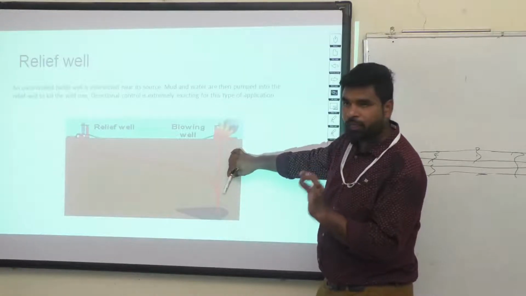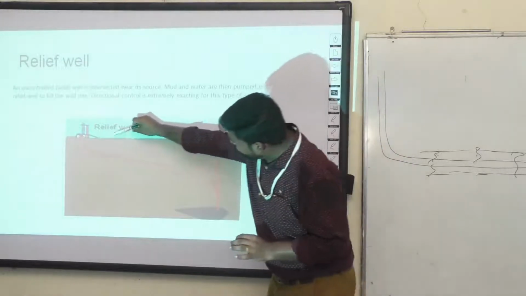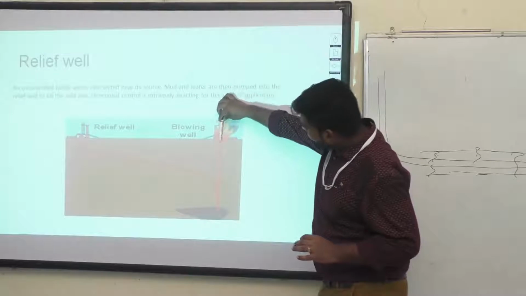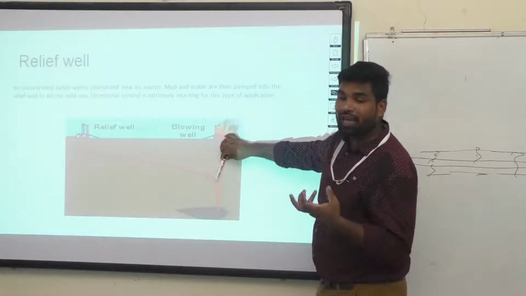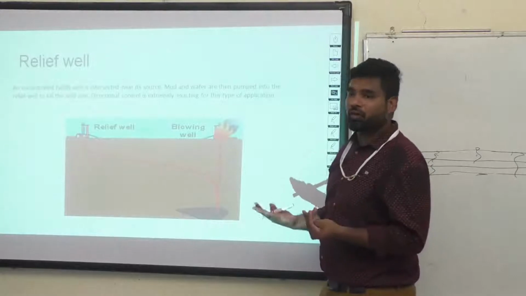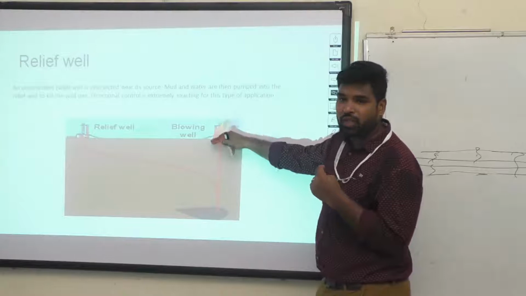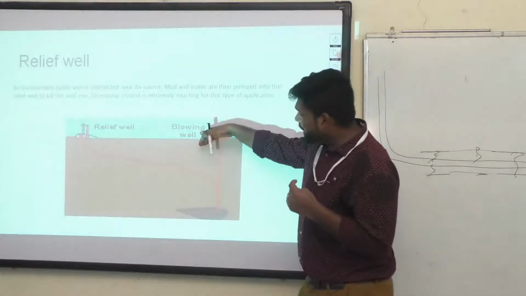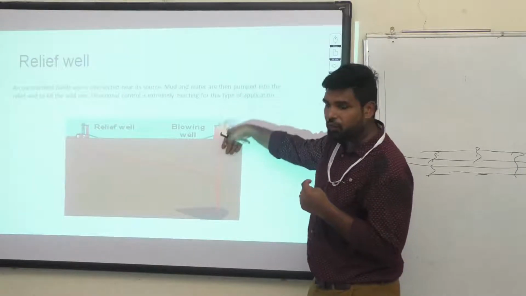Very clear? So what I'm doing, I'm just pumping drilling fluids into it. Whatever drilling fluids I'm pumping in, it is not enough to control the kick. So I have to pump more drilling fluids, which is not possible in a vertical well, because I have already closed the well with the BOP. Now I don't have any space to pump drilling fluids inside.